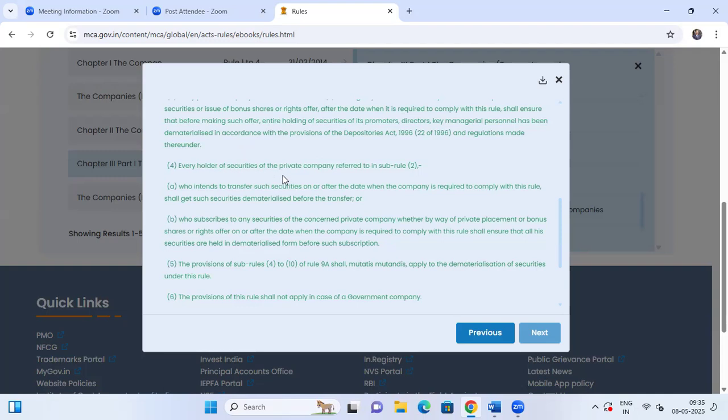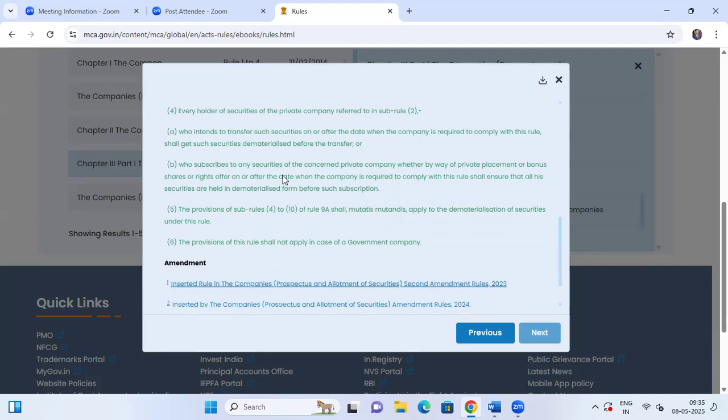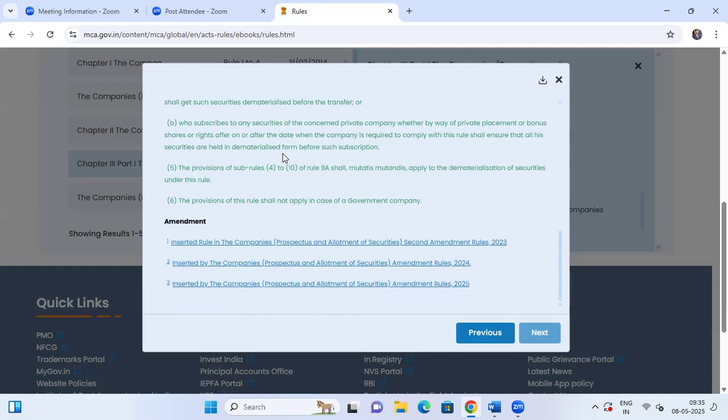So every holder of securities of the private company referred to in sub-rule 2 who intends to transfer such securities, even if a shareholder wants to transfer the securities after this date, it is mandatory to get them dematerialized before the transfer, otherwise the transfer cannot be done. Also, whoever subscribes to any securities of the concerned private company, whether by way of private placement or bonus or rights issue, after the date when the company is required to comply with this rule, shall ensure that all the securities are held in Demat before such subscription.